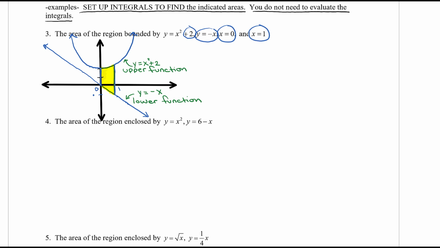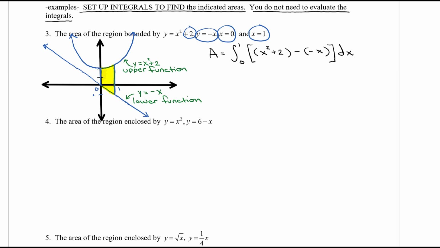Now that we have those labeled, we can set up our definite integral. So we're looking at this between the closed interval from 0 to 1. So this is going to end up being A equals the definite integral from 0 to 1 of, and remember we need to write down our upper function first. So I'm going to open up a set of square brackets. I'm going to open up a set of parentheses. I'm going to write x squared plus 2, close the parentheses, and then go minus, open up a set of parentheses, negative x, and then close the parentheses and close our square brackets, and don't forget your dx.